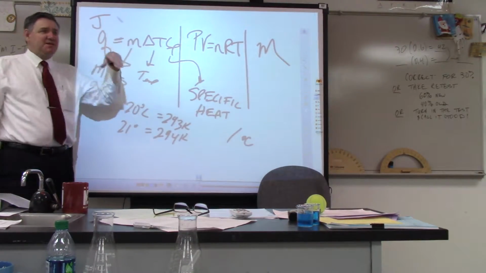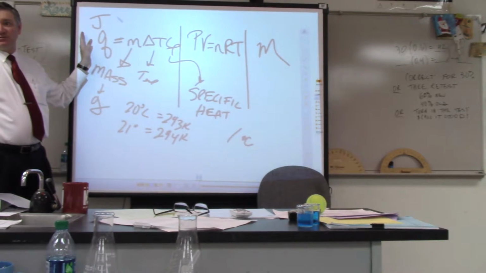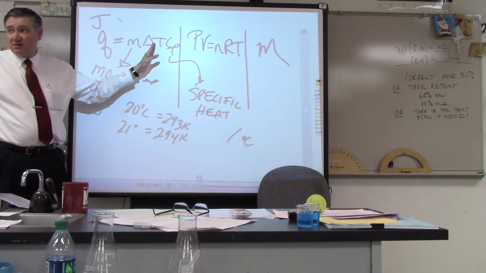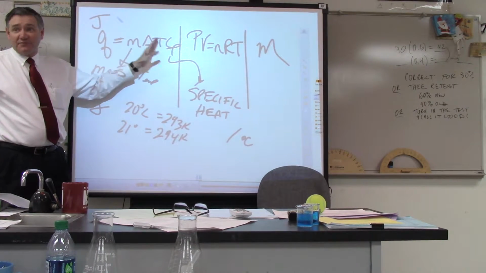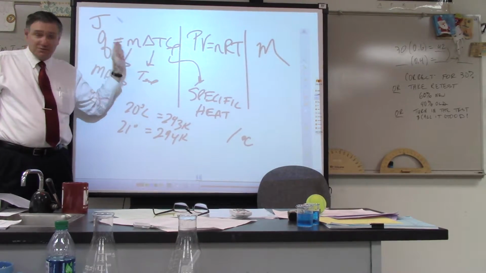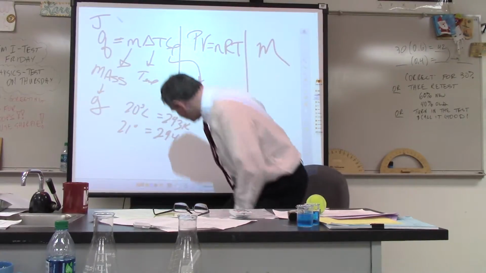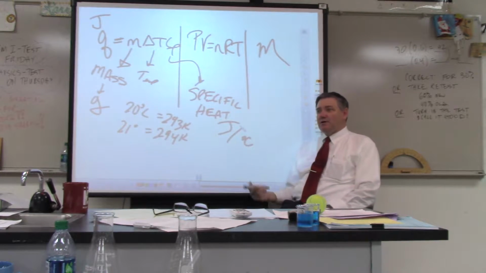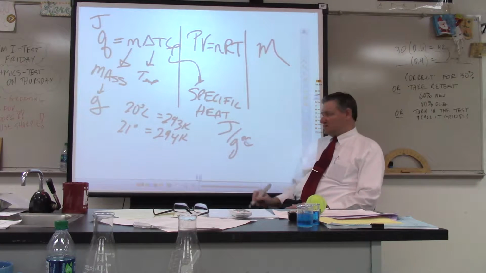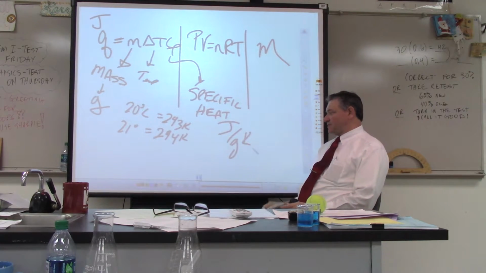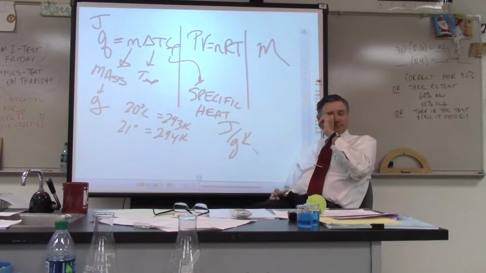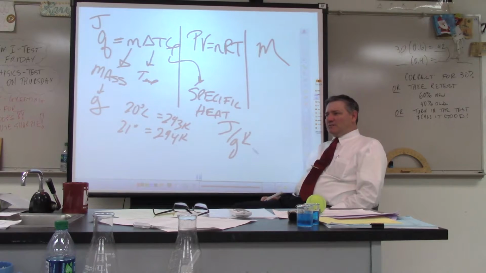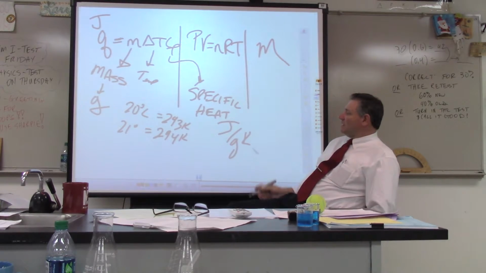So play the game. I want to end up in joules. This is in grams. This is in Celsius. So I've got to get rid of those and end up in joules. So the units of specific heat then have to be what? Joules per gram degree Celsius. Or you can also see it as joules per Kelvin. It's the same thing. You don't put the degree mark for Kelvin, right? There's some debate, but typically you don't. It's just Kelvin. So it's the same thing.